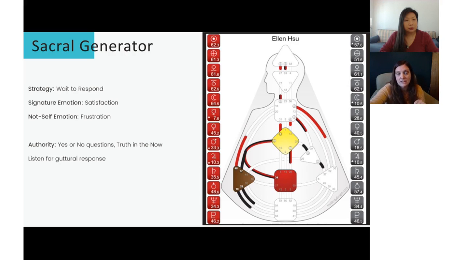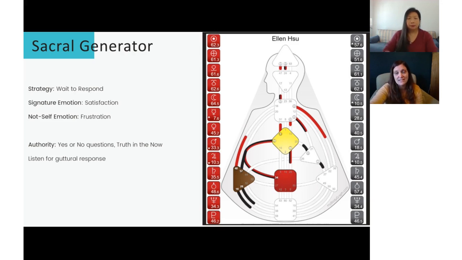The other thing that's really key when it comes to being a generator are the signature emotion and not-self emotion. Your signature emotion is satisfaction. When you're doing the things that are correct for you, you're going to create a life that's full of satisfaction. Your not-self emotion is frustration. When you're not doing things that are correct for you, or when you're committing your energy to things your authority didn't tell you were correct, you're going to feel frustrated. And what makes you the generator is this red square here. This is the sacral center.